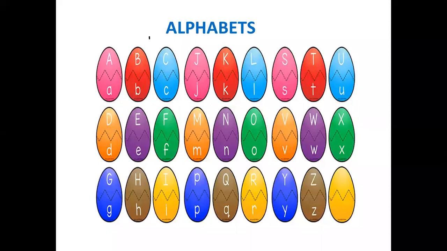Okay, dear little learner, after learning the poem, we are going to start our actual lecture. First, we are going to revise the alphabet because in today's lecture, we are going to fill the missing letters. So it's very important that first we have to revise our alphabets. So let's start to revise our alphabet.